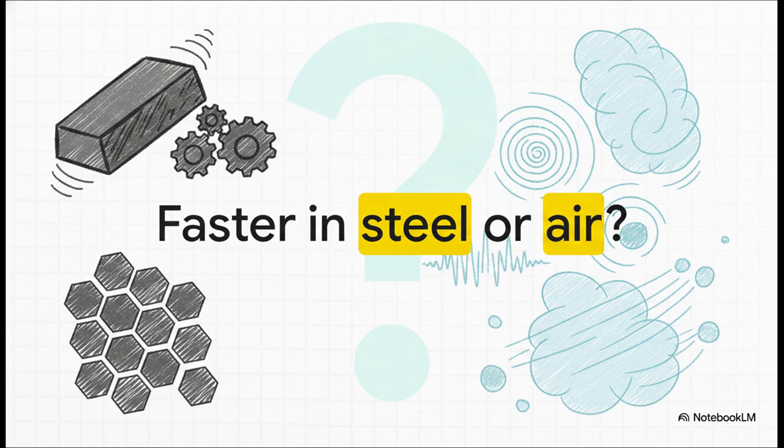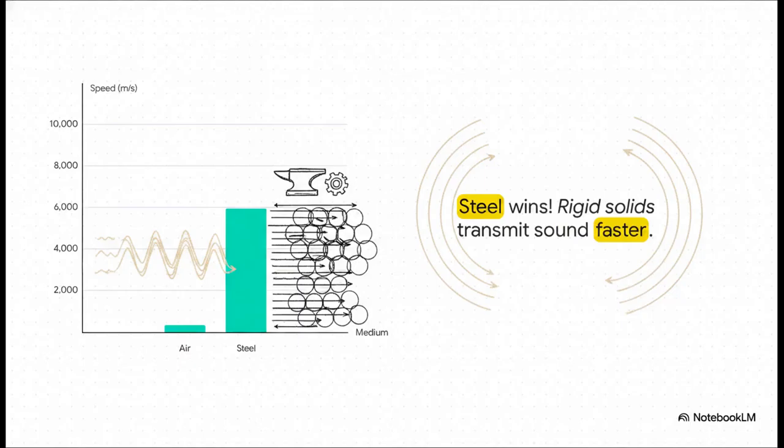Based on what you know about wave media, which material do you think transmits sound waves faster? Are we talking about a highly dense, rigid material like solid steel, or a light, easily compressible gas like the air we're breathing right now? Take a second and lock in your guess. All right, got your answer? It's steel. Let's break down why.